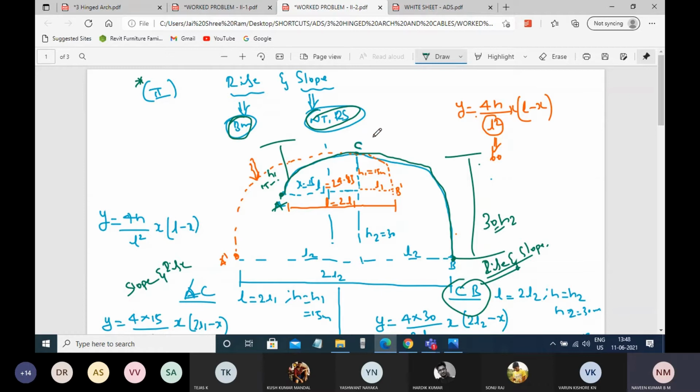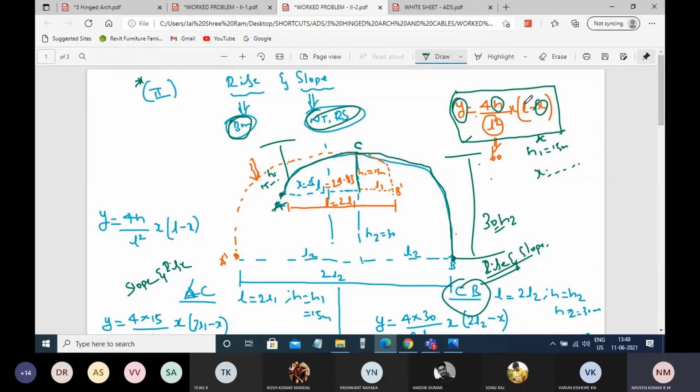Here the equation of parabola is y equals 4h by L square times x times L minus x. Here h is already known. So h equals how much? h equals h1, that is equal to 15 meter for the AC segment. I am talking about the AC segment. And x can be considered while getting the rise at a particular point. No issues, we can substitute x later for the required point.